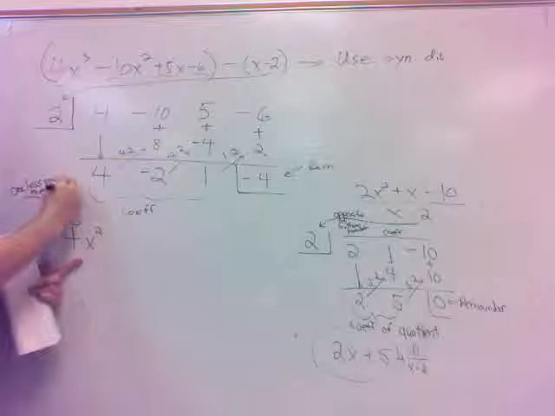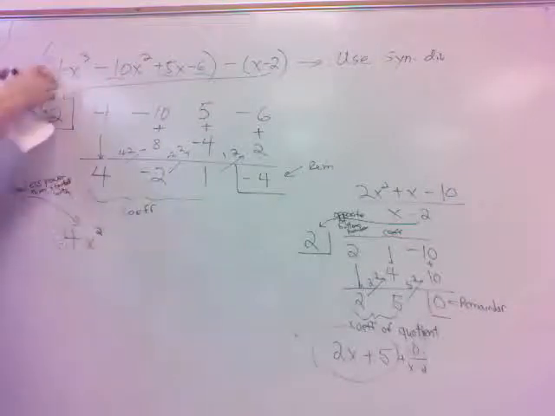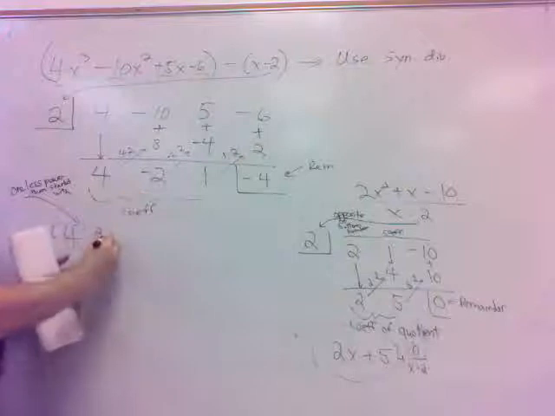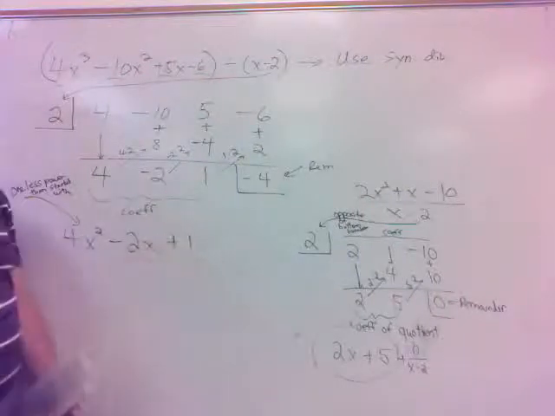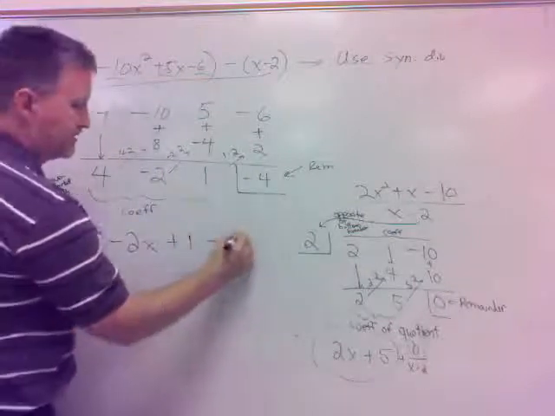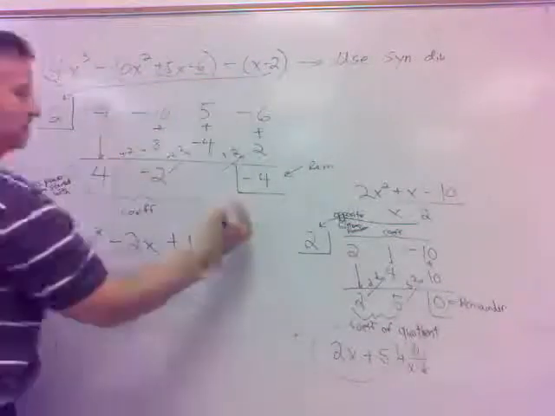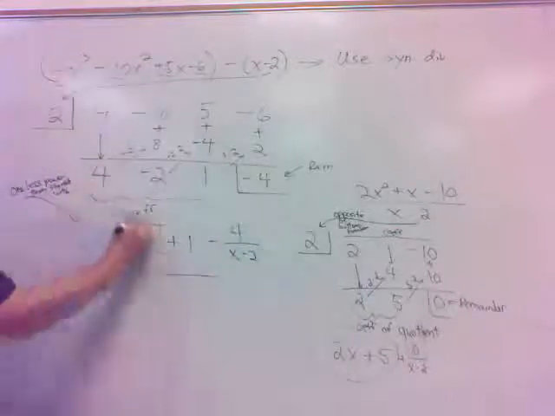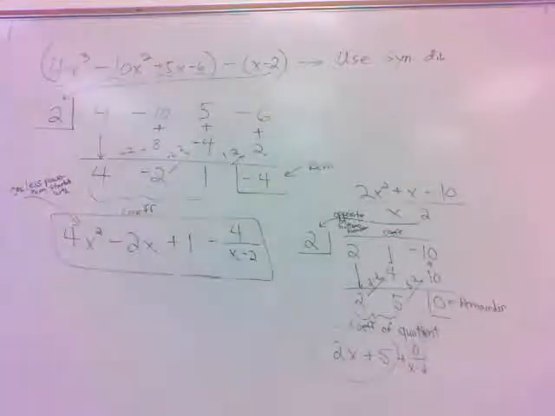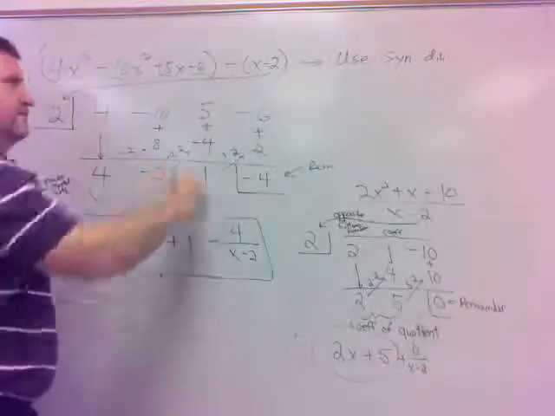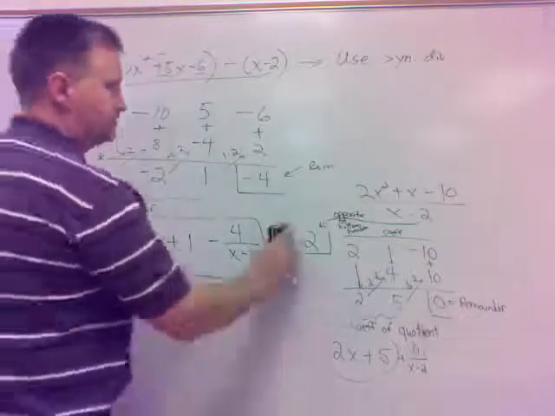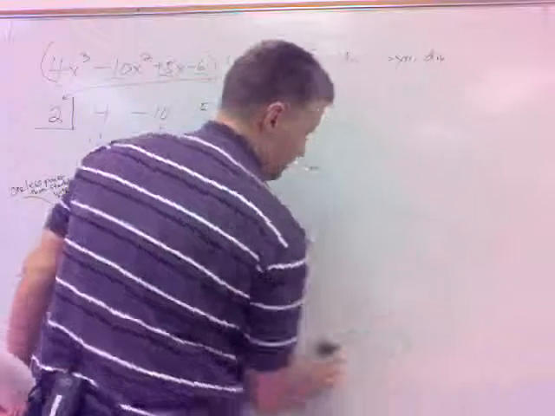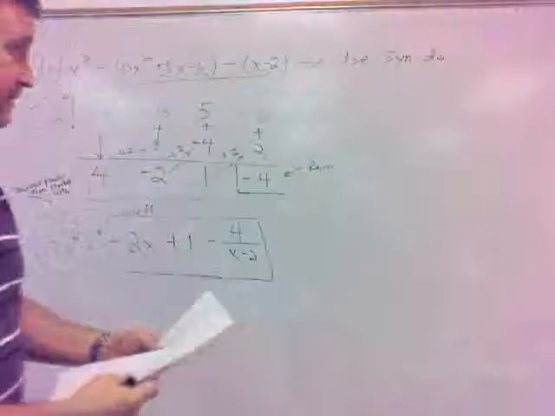So in this case, it's 4x squared, isn't it? Then it just goes down. So that would be minus what? 2x to the first, and then plus 1 constant. And then plus, or in this case it's minus 4 over the original divisor. Okay? So it just shortens the process. If it's x minus a number or x plus a number, that's the only time you can use this. All right, let me give you one more, just to make another point here.